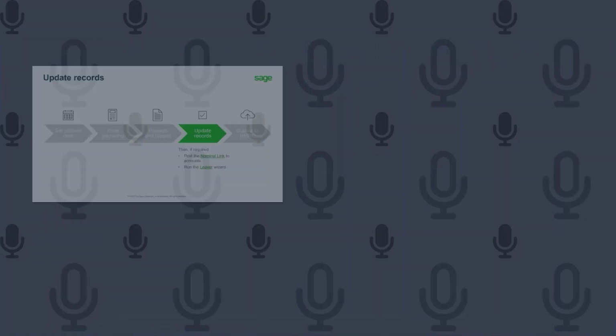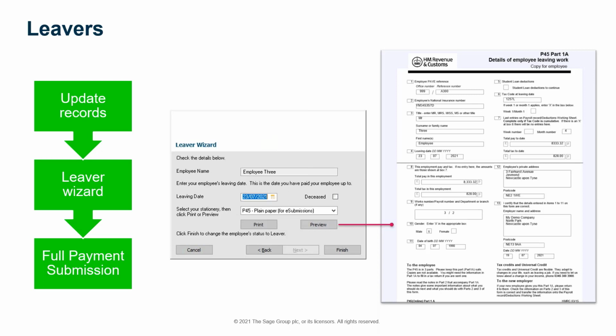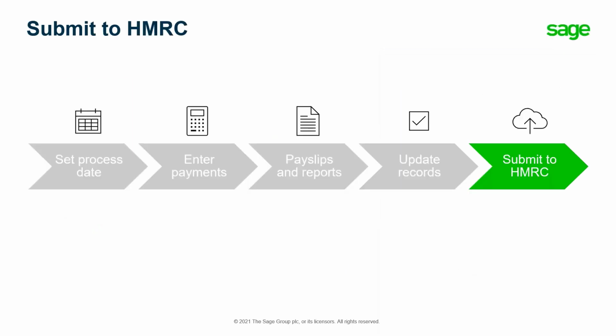So quick recap before we move on to the final step of the payroll process. We've updated the records. We took our own backup at that point. If required, you can post the nominal link to accounts. So it's another potential webinar topic. It's a way of automatically posting payroll transactions into Sage Accounts. Run the leaver wizard to produce the P45 for anyone that is leaving. And then our final step, once we've done that, will be the full payment submission. You can see there on the slide some screenshots of the leaver wizard. The final step is to submit to HMRC.